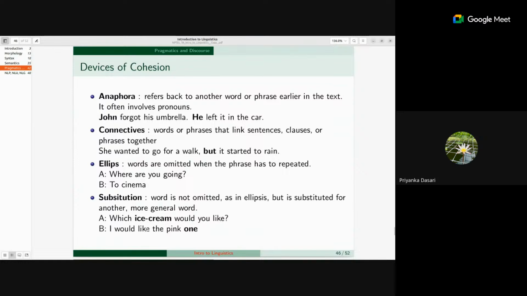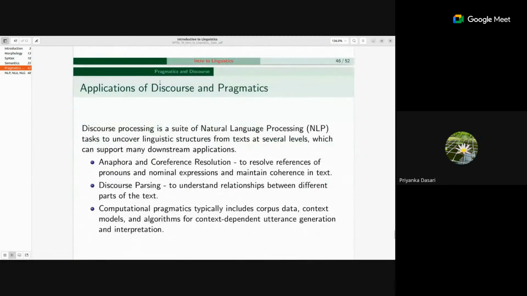Okay, this is a substitution. Like, which ice cream would you like? I would like the pink one. So this is one. And now, applications of discourse and pragmatics.